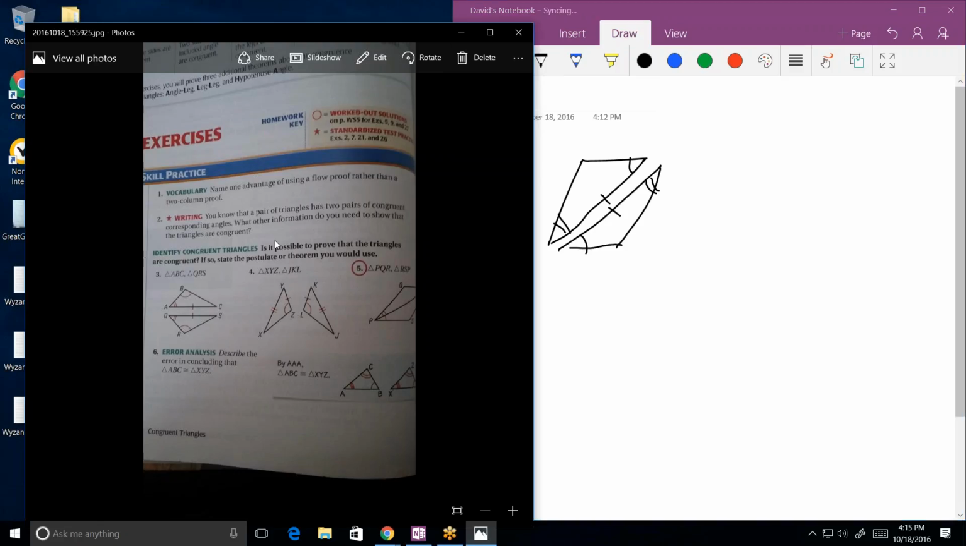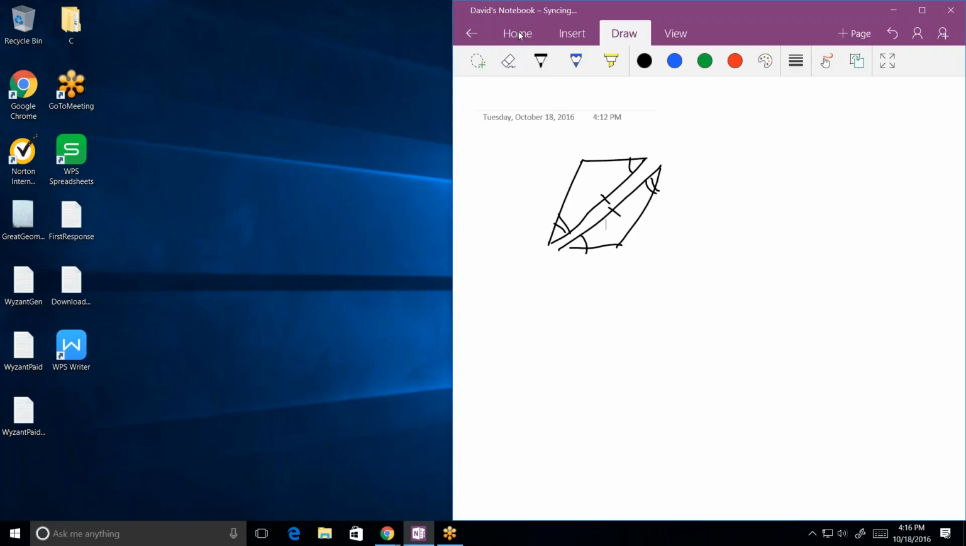All right, how about number 6? Describe the error in concluding that ABC is congruent to XYZ. Well, AAA only, well, it's obvious, AAA only shows similarity. Correct. In other words, this triangle over here could be twice as big as this triangle. Yeah. And it would still have the same 3 angles. Okay.